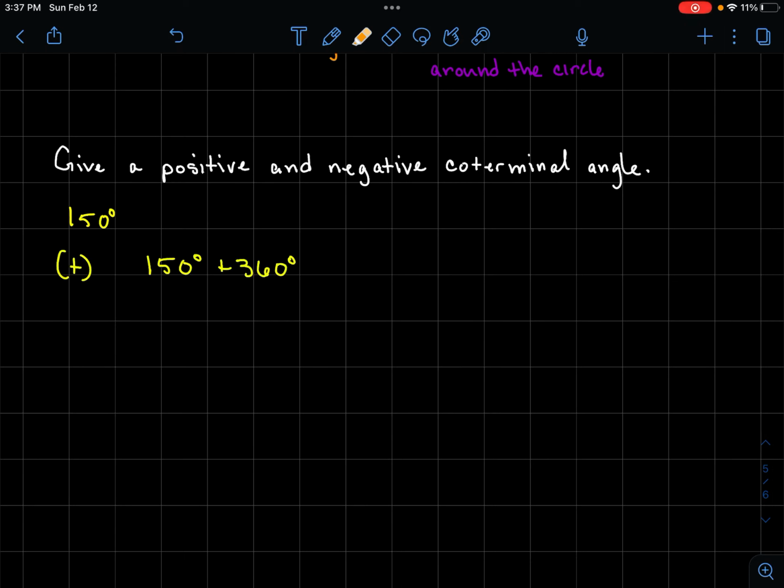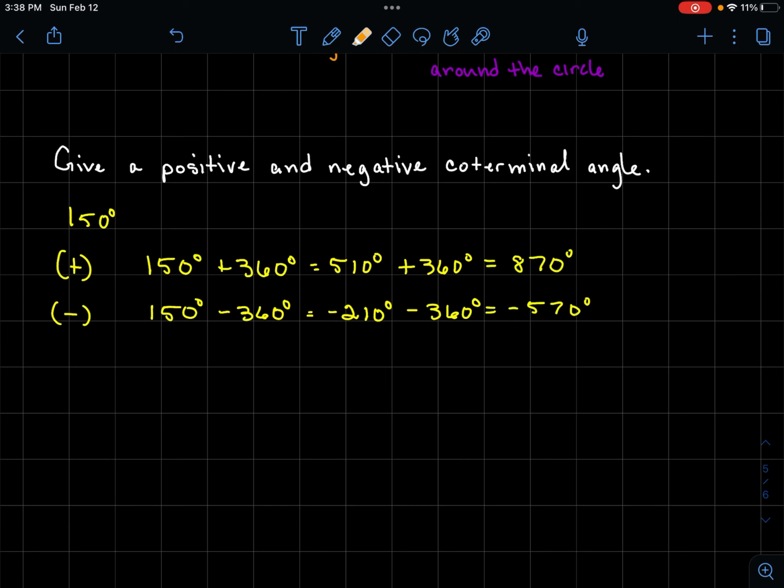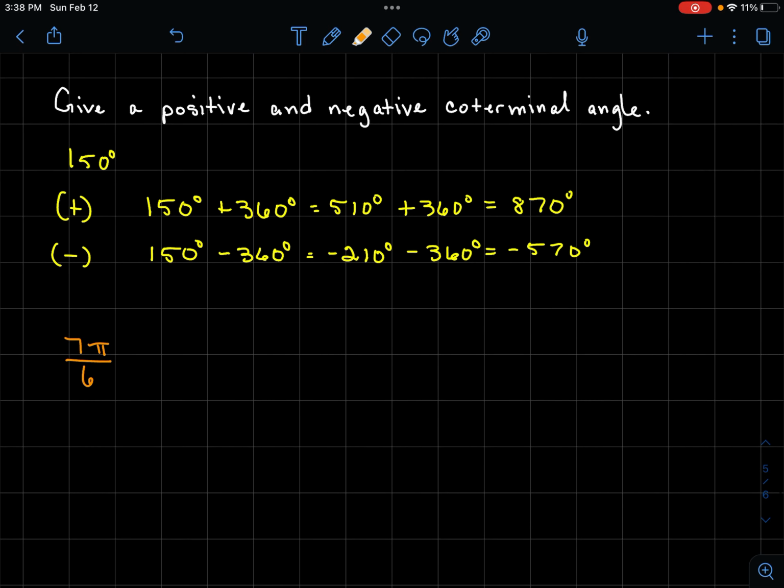Let's start with a degree measure. Well, here's 150. It says give a positive and a negative coterminal angle. Let's go with positive. So we'll add 360 to 150, which is 510 degrees. So there's one coterminal angle, and it's positive. The negative angle, 150 minus 360, will give us negative 210. Again, these are not the only 2 coterminal angles that we have. If we would really want to, we could add or subtract 360 from those angles a second time, and this would give us 2 more coterminal angles for 150, which would be 870 and negative 570.